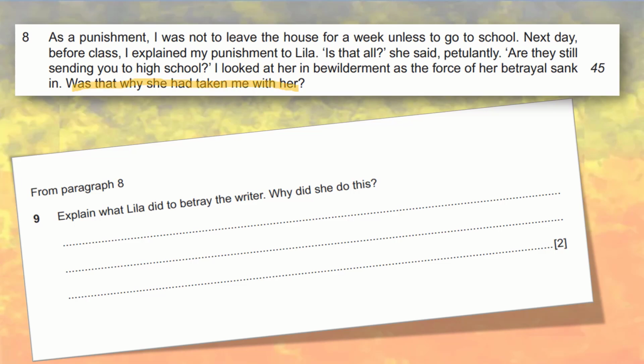Explain what Leela did to betray the writer. Why did she do this? So two things are quite clear in front of you. One thing, that she betrayed, that she took her out, she helped her to leave the school without any reason.